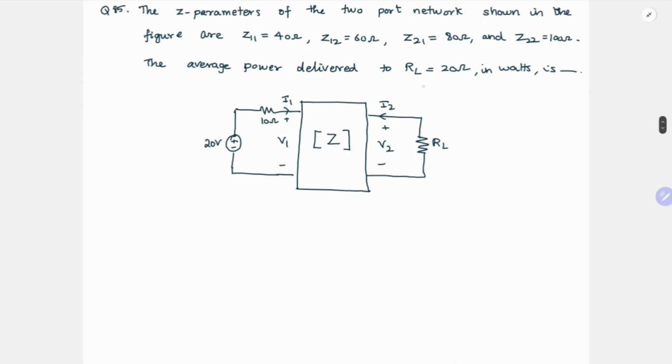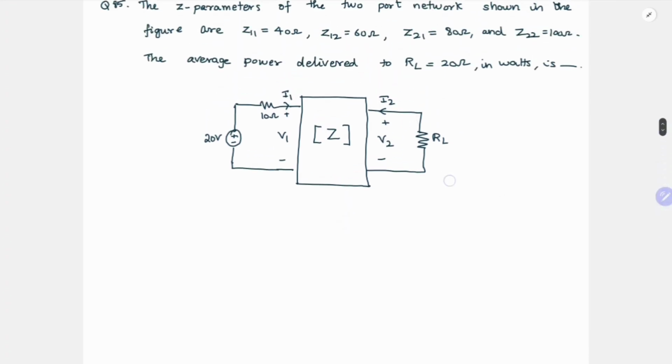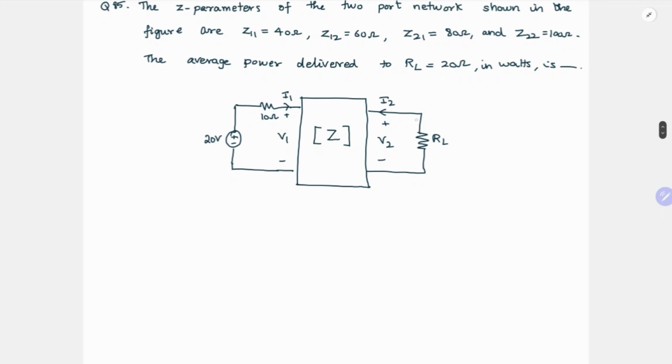So this is not the maximum power transfer theorem. Here RL is already given and they are asking us to find the average power delivered to RL. So we need to find V2 and I2 and then multiply them, or just finding one of them is sufficient because V2 and I2 are related by RL through Ohm's law.